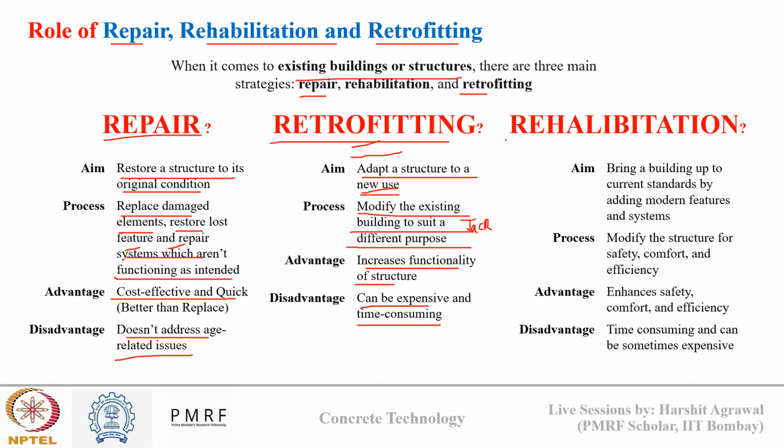And finally there is rehabilitation. The role of rehabilitation is to bring a building up to a certain standard by adding more features or systems in the building. So we are making a building come up to a standard criteria of use, that is known as rehabilitation. And the process is to modify the structure for safety, comfort, and efficiency. So for safety, comfort, and efficiency enhancement, rehabilitation is done.